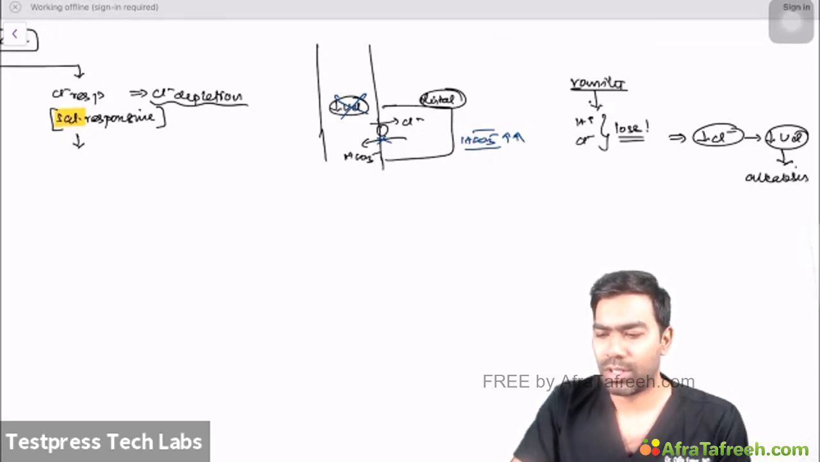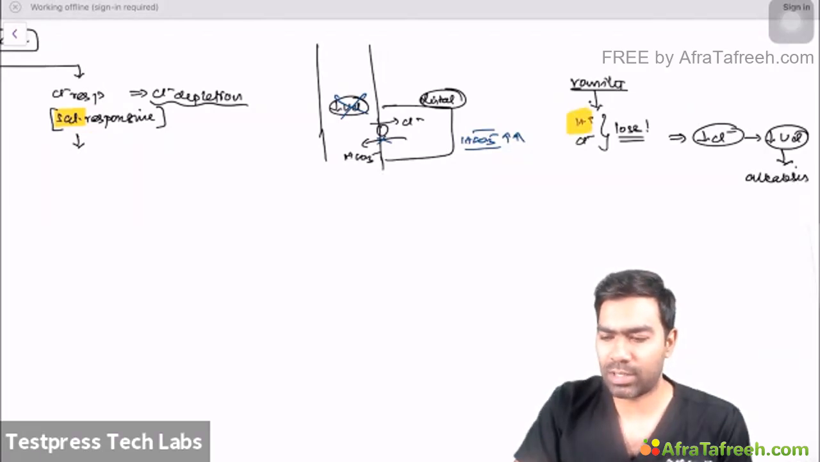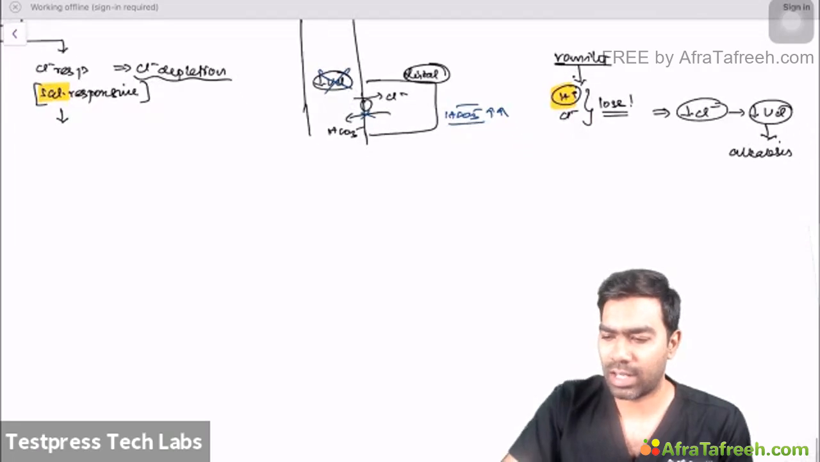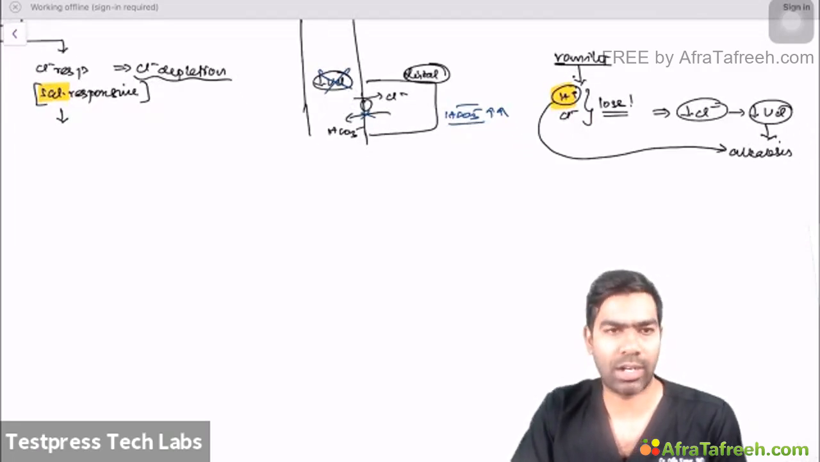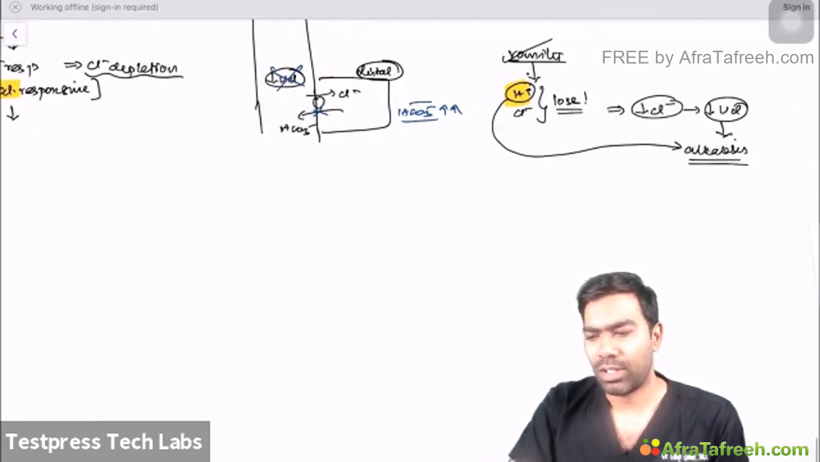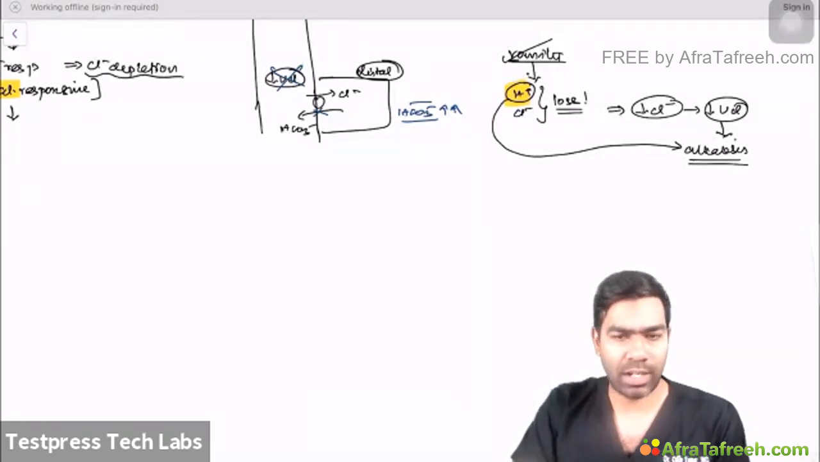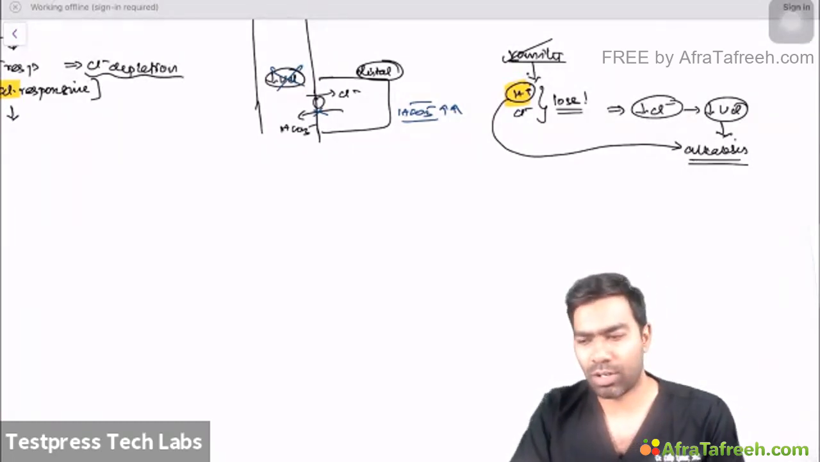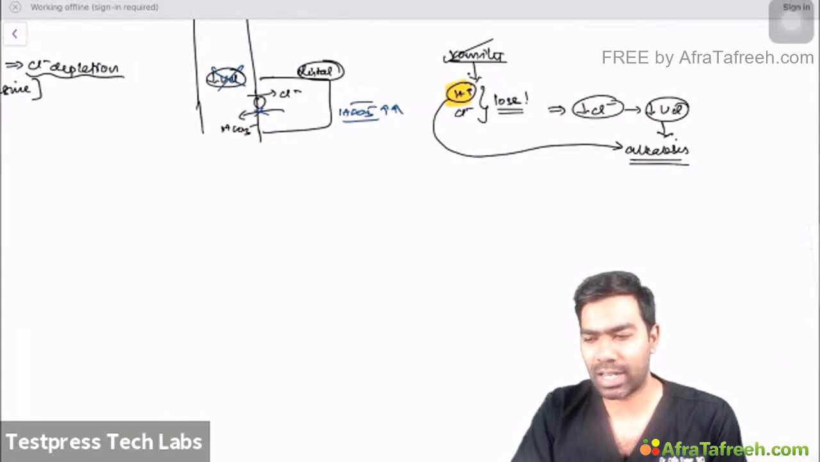Second point, the H+ is also lost in these patients, and that can also contribute to the alkalosis to a great extent. So there are two reasons why you get alkalosis in vomiting. I told you, especially in chronic vomiting, this is what will happen. Later on, this situation might resolve. You would have studied something called paradoxical aciduria. So this alkalosis is the initial thing that happens.